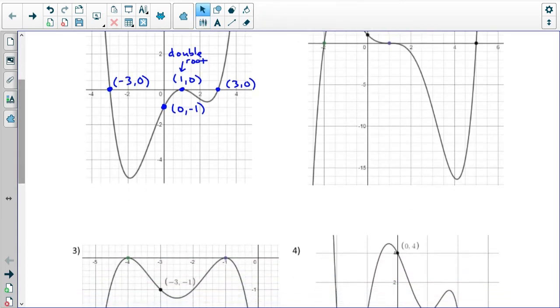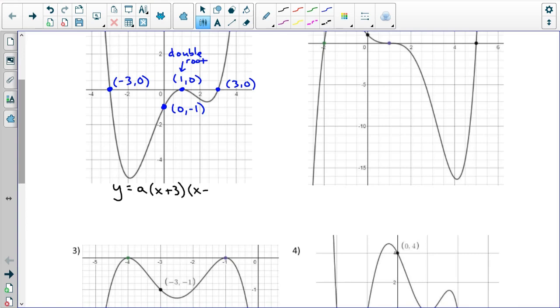So if I want to write the shell of the equation, y equals a, which is some leading coefficient that I'm not aware of. I know that I have a root at -3, so I can put (x + 3). I know I have a root at 1, so I can put (x - 1). And since it's a double root, I'm going to square it. And then I have a root at 3, so I have a factor of (x - 3).